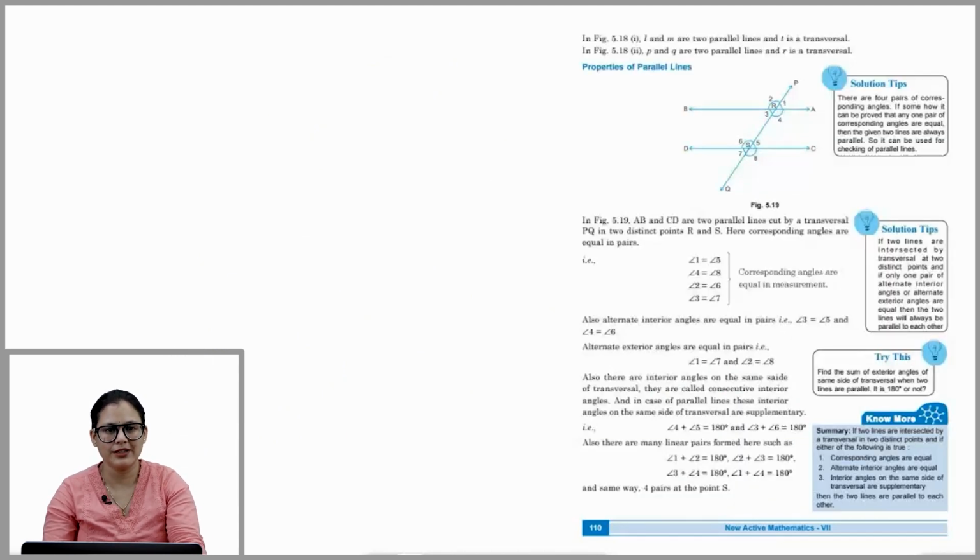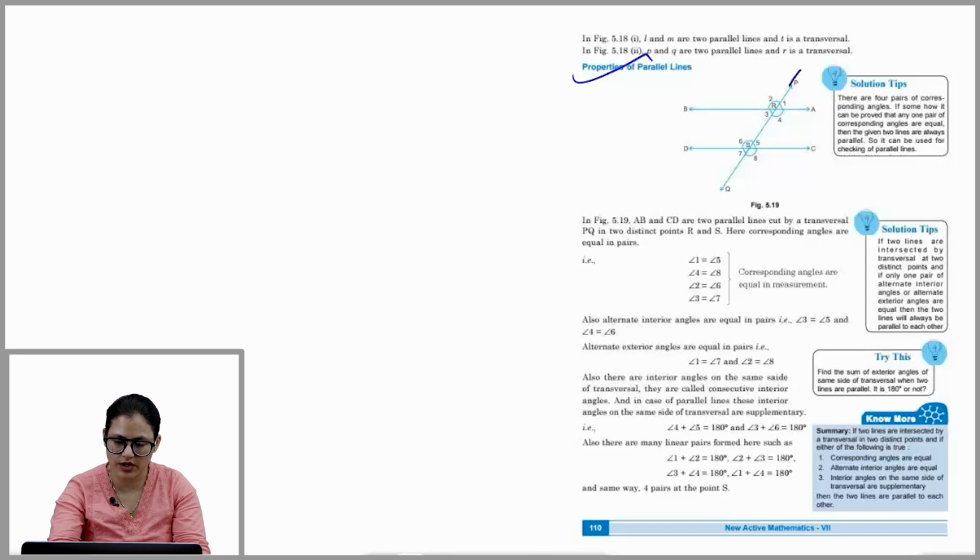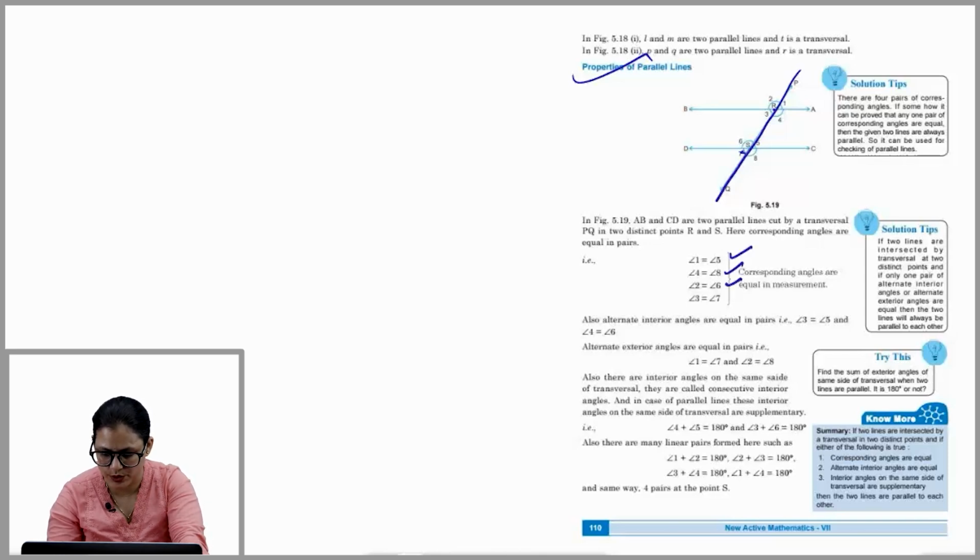Properties of parallel lines. In figure 5.19, AB and CD are two parallel lines cut by a transversal. This is the transversal PQ, in two distinct points, one is R, one is S. Here corresponding angles are equal in pairs. So corresponding angles will always be equal. See, angle 1 is equal to angle 5, angle 4 is equal to angle 8, angle 2 is equal to angle 6, and angle 3 is equal to angle 7, because corresponding angles are equal in measurement.